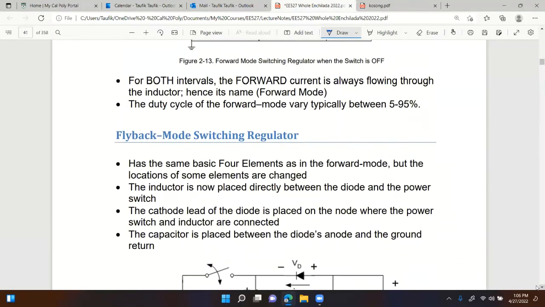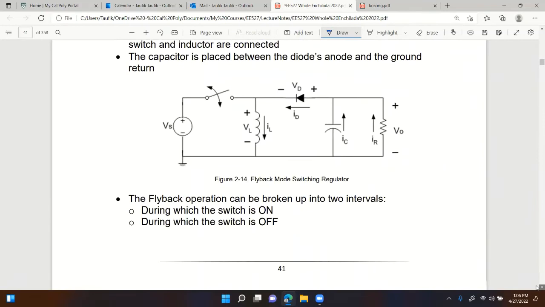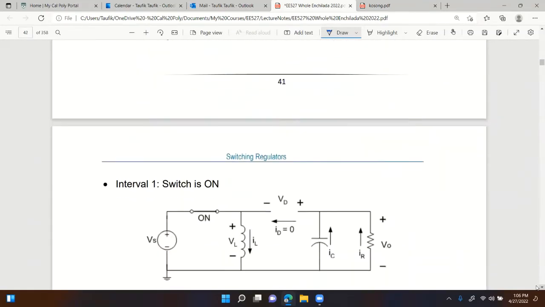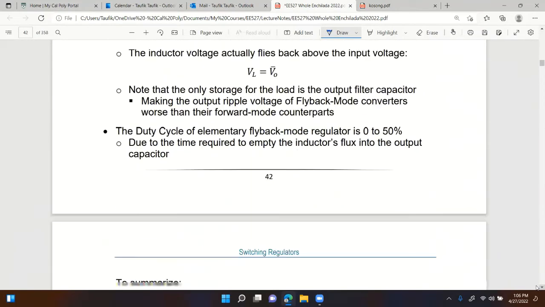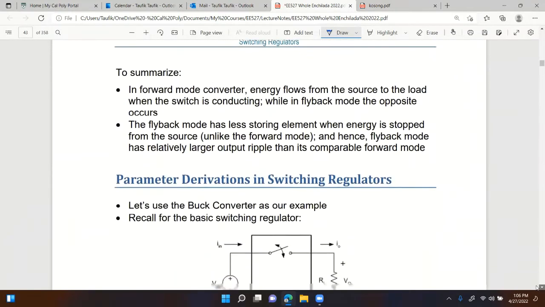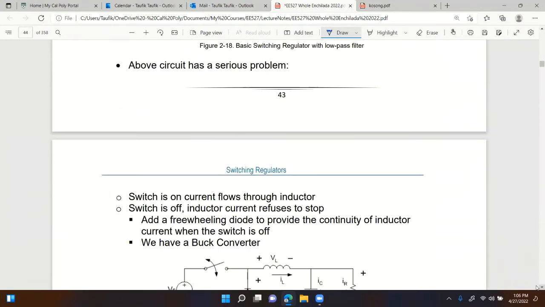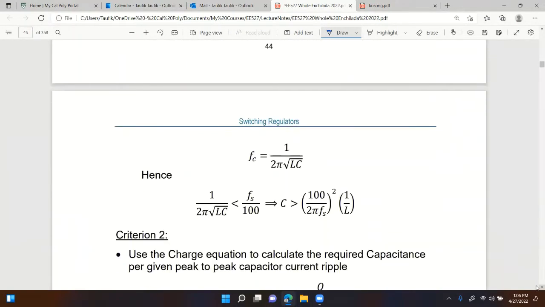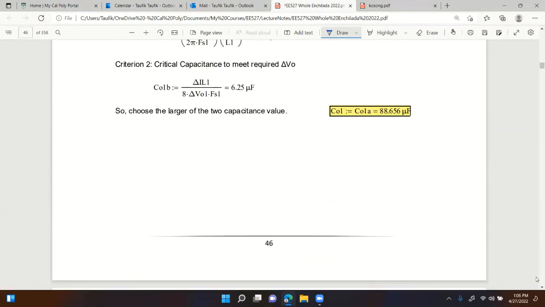It's not like in EE410, where we go into the design, the component sizing, and detailed discussions of switching regulators. These are mostly background information on switching regulators. All right, we'll skip this.